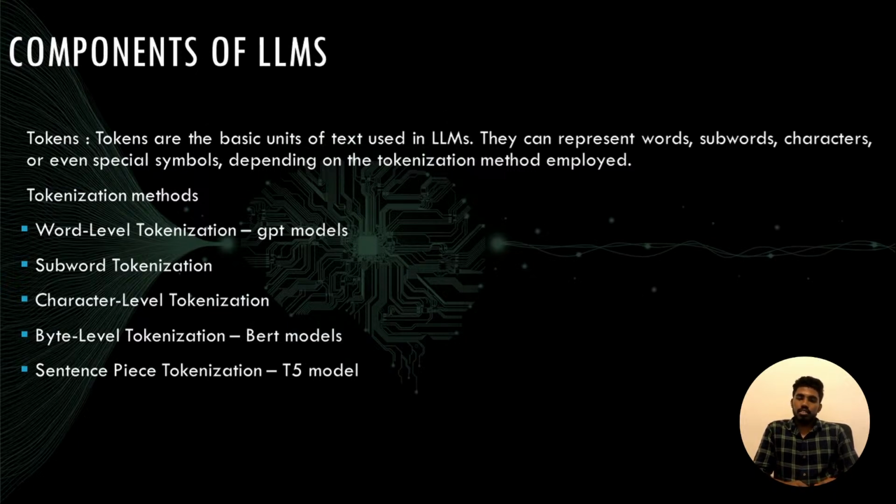Character level tokenization. Character level tokenization means for each character there is one token. For example, for the word was, there are three tokens.